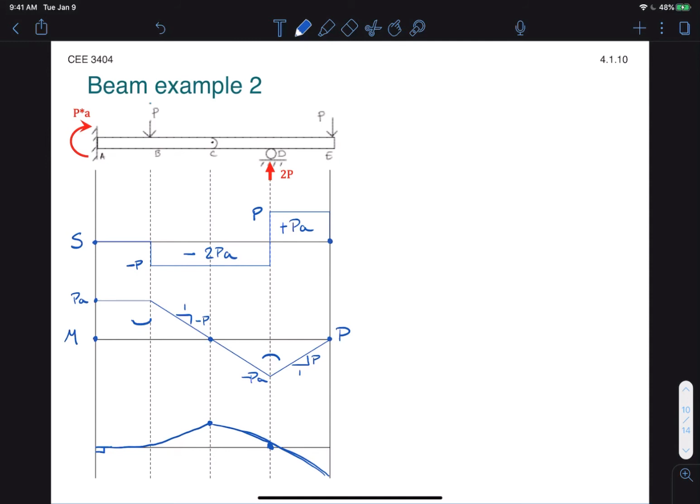Now I encourage you guys to model this, for example, in Mastan and look at the exact deflected shape. It's not going to be exactly like this. It'll have a little bit more nuance to it, but this is the general gist. And we can tell that the maximum deflections will either happen at C or will happen at E. And that's what we're really after with these diagrams.